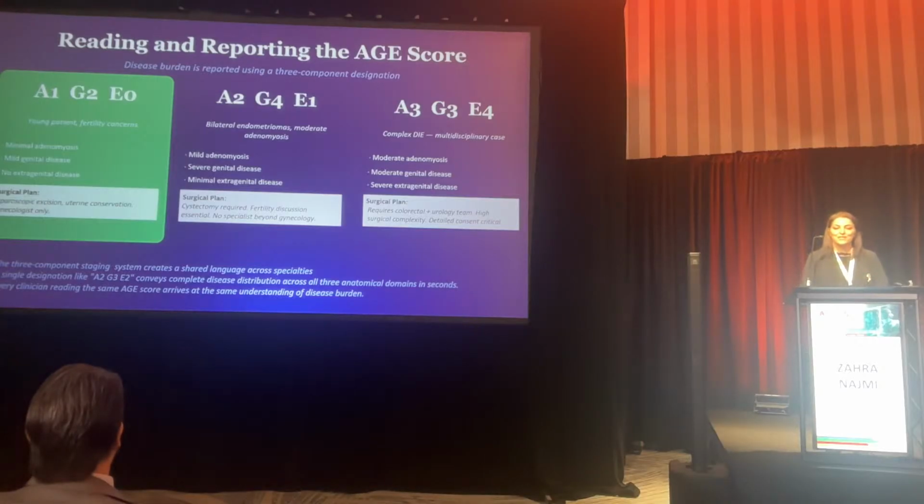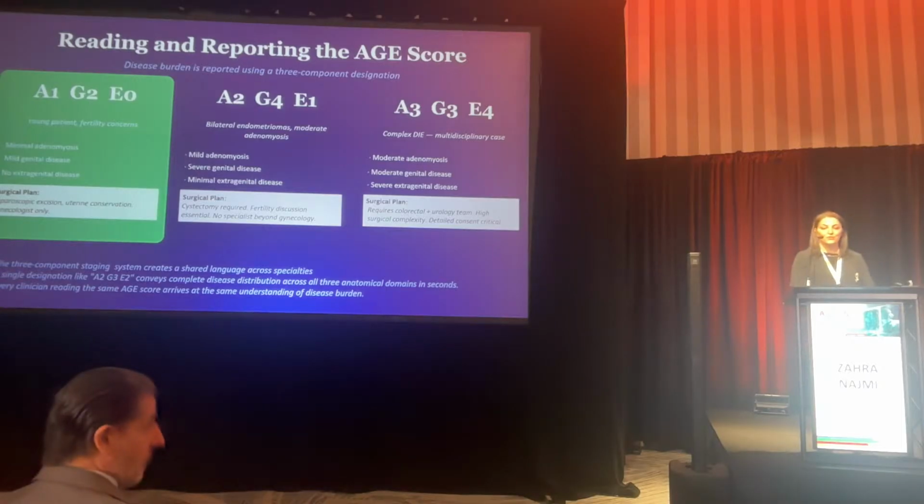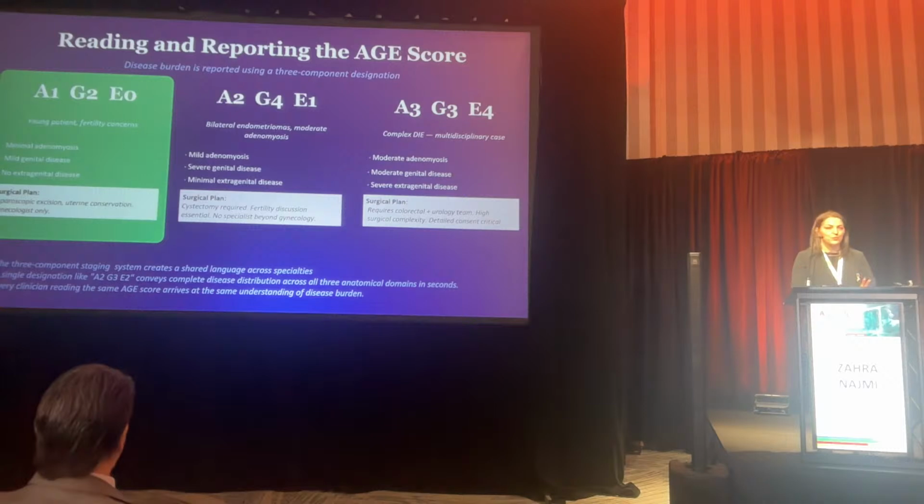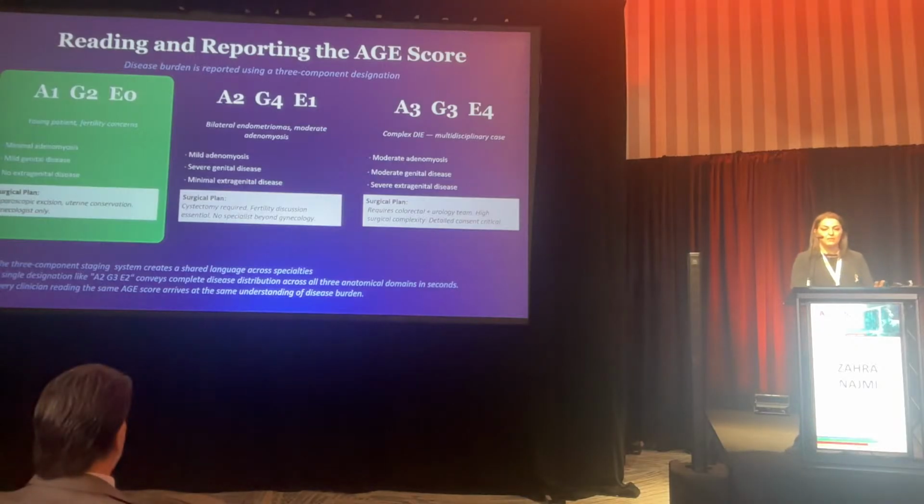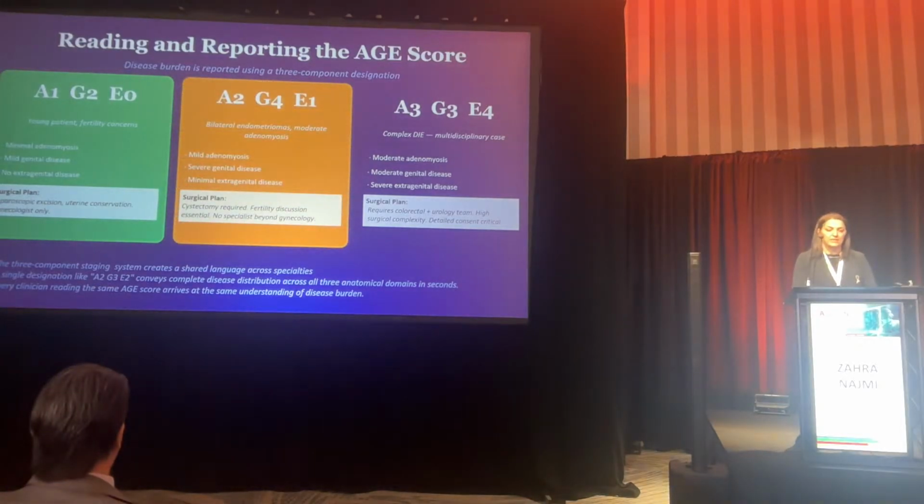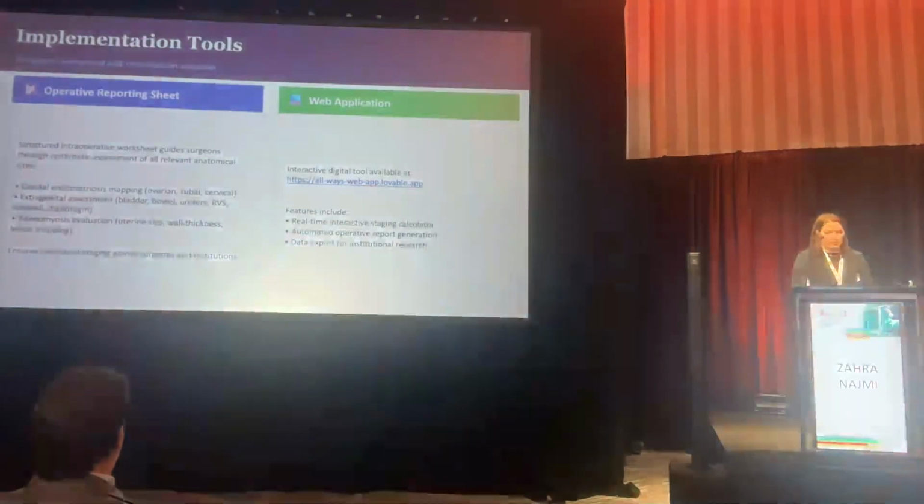The 3-component staging system creates a kind of shared language across the specialty, and a single designation can convey complete disease distribution across those 3 anatomical locations in a second, and every clinician reading the same AGCES score arrives at the same understanding of the disease. Look at these 2 other samples for examples. In the second one, stage 4 is in genital endometriosis, in the other one, stage 4 is in extragenital, and they completely have different outcomes and surgical planning.